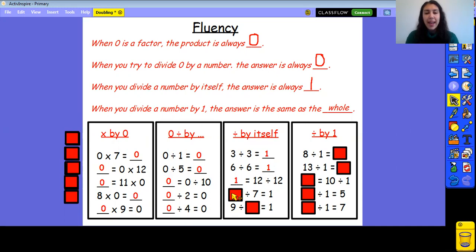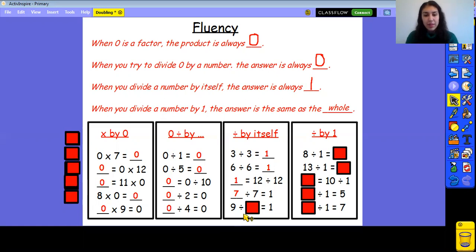This time it's not my answer that's missing. I know that my answer is 1. So something divided by 7 equals 1. Well, we can use that same STEM sentence, but just use it in reverse. So when you have an answer of 1, the whole must be the same as the number that you're dividing by. So I know that it has to be a number divided by itself. So this must also be 7.